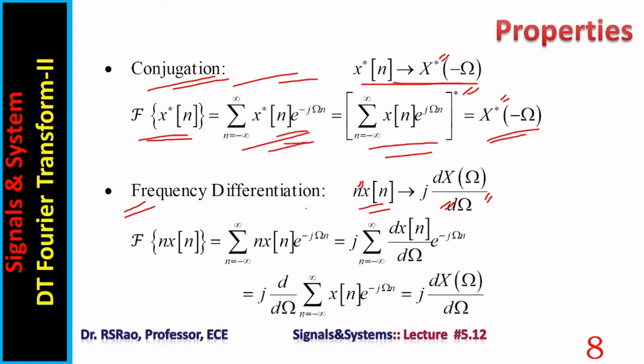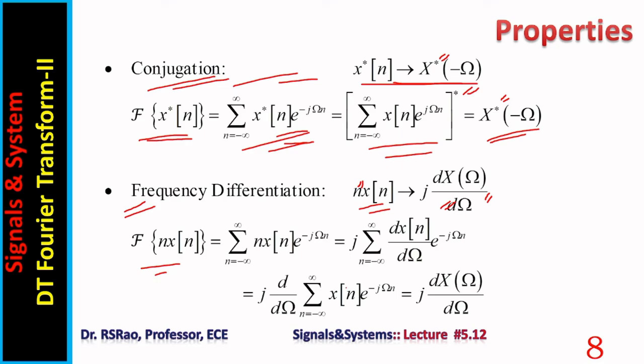To understand this property a little more deeply, apply the definition of transform to the product n x of n. It is equal to sigma n equal to minus infinity to plus infinity n x of n e power minus j omega n. It is equal to j sigma n equals minus infinity to plus infinity dx of n by d omega e power minus j omega n.